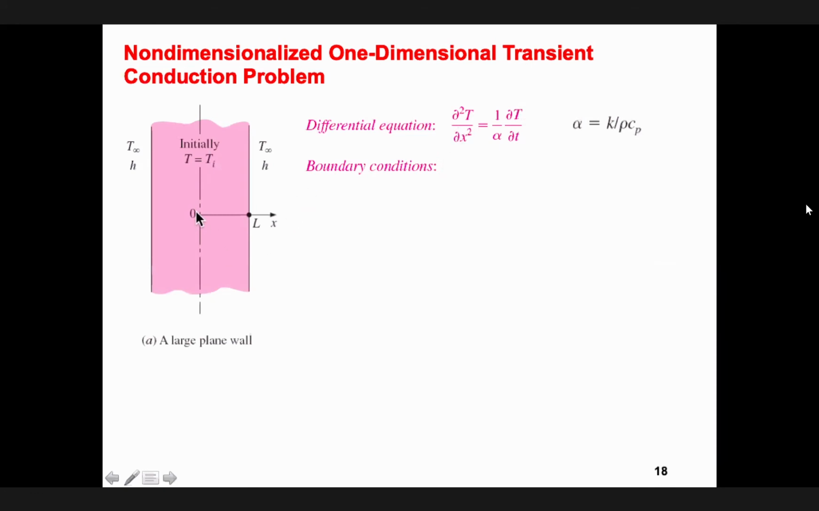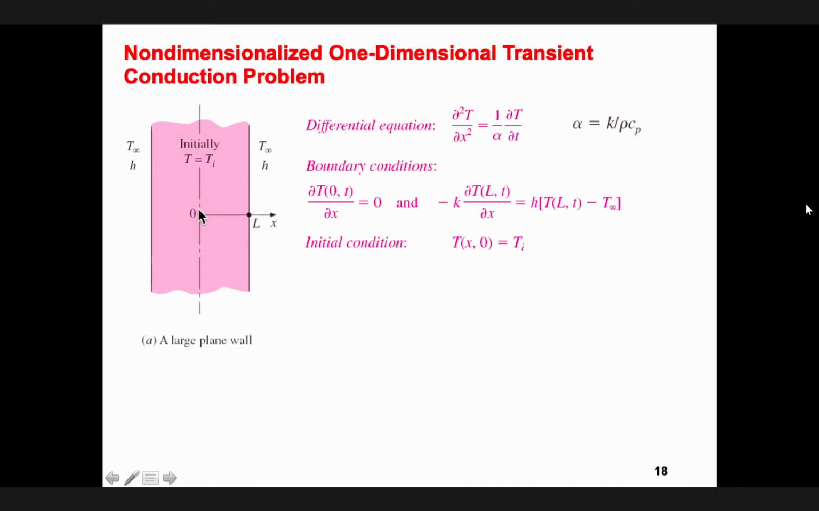We have x equals 0 and x equals L, and t equals 0. These are boundary conditions. Therefore, we can assume two cases for the system at the center, because as I mentioned, the boundary condition here is the same as here. Therefore, there is no heat transfer at the center line. At x equals 0, there is no heat transfer.